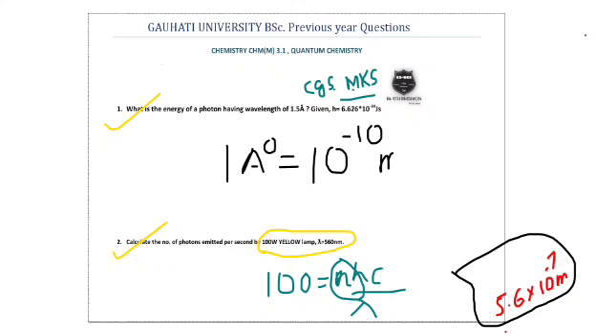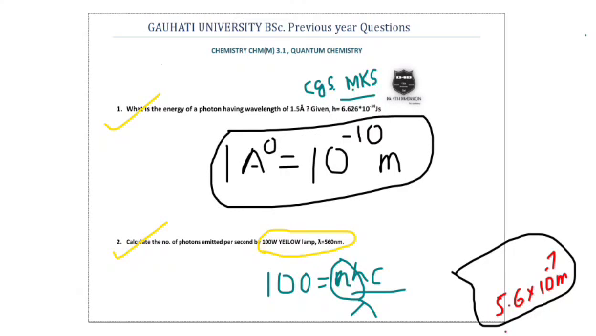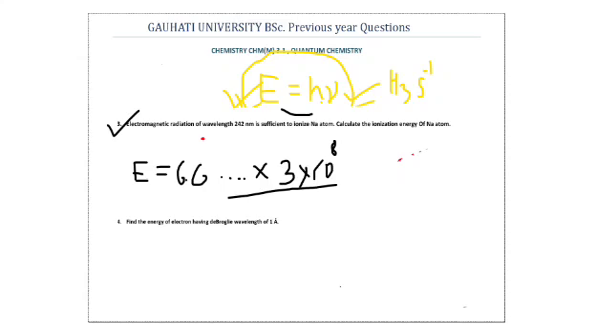It is simply the unit of length. This is the CGS in meter. 10 raised to the minus 10 meter is the value of 1 angstrom. So we use the values here, that is divided by lambda. The lambda value is given as 1 angstrom, that is 10 raised to the power minus 10 meter. So I believe you will be able to do it.